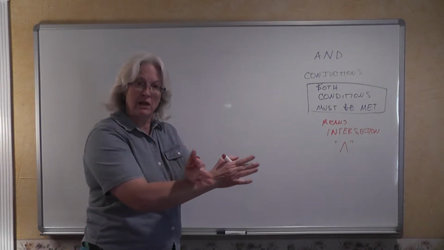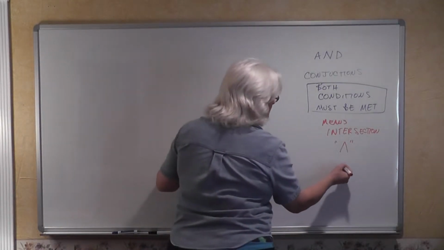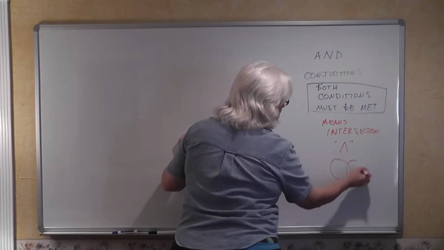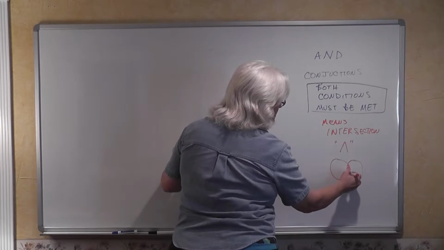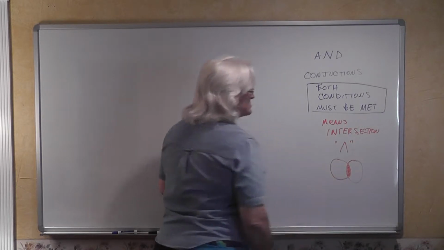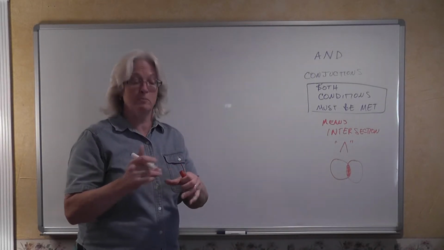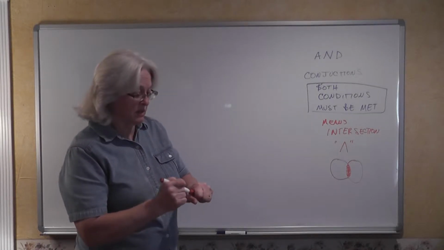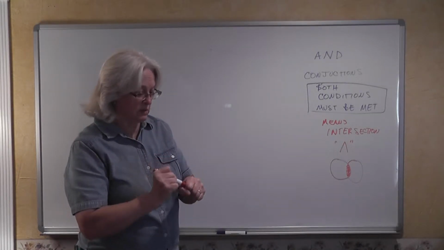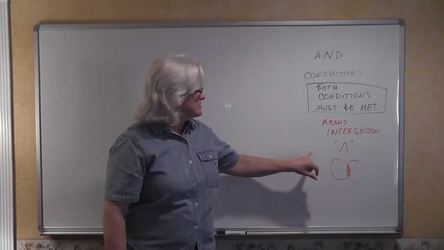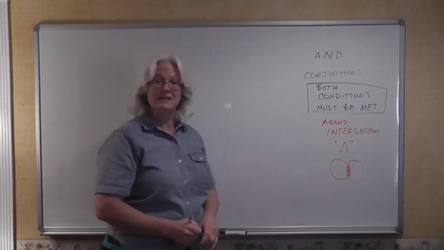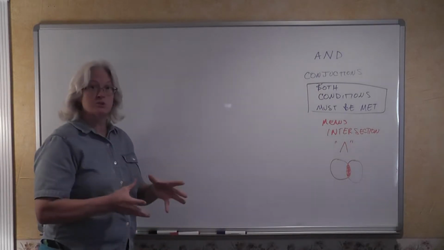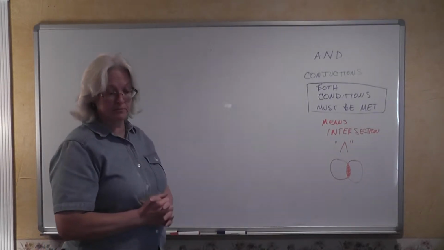What happens with an intersection of sets? Remember, we had set notation and Venn diagrams, and the intersection of those two circles is that area right there in the middle, which means that the solution is a part of the first set as well as the second set. So that's what we have with intersection.